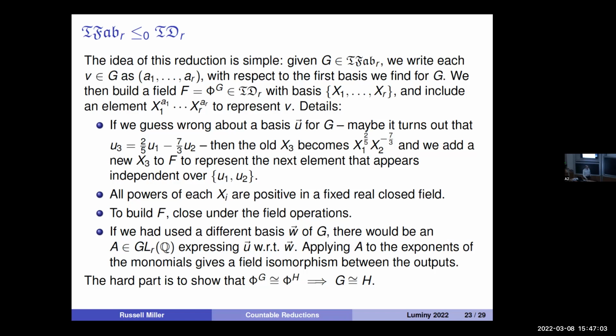You do have to close under the field operations, of course. I mean, monomials by themselves here do not form a field. You need to take Q-linear combinations of them and then quotients of those things. And that makes the proof a bit more complicated.